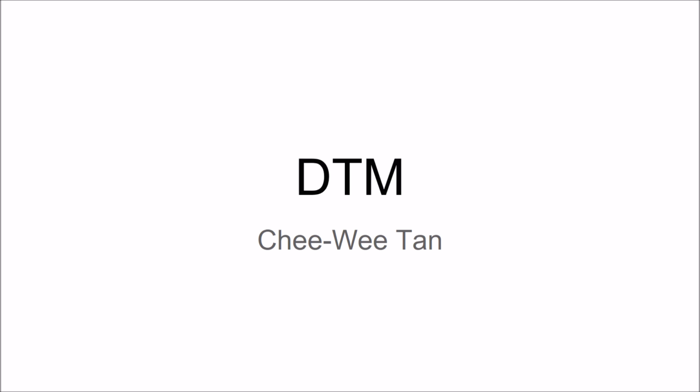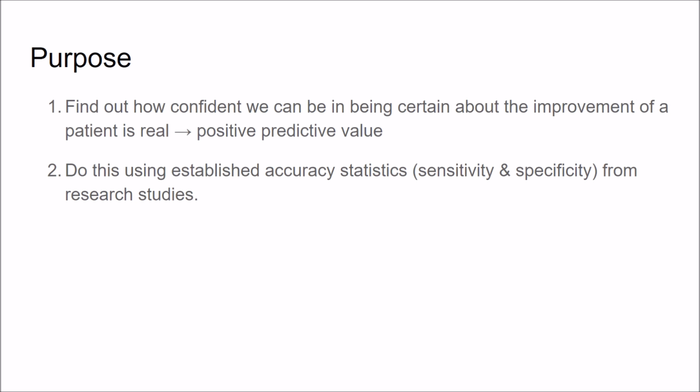But before that, we will need to be able to define and learn about some key concepts and definitions so that you understand what they actually mean. So before we do that, as I said, we need to learn some key concepts. And some of these key concepts are what's called accuracy statistics. Specifically, we're talking about sensitivity and specificity of a test.